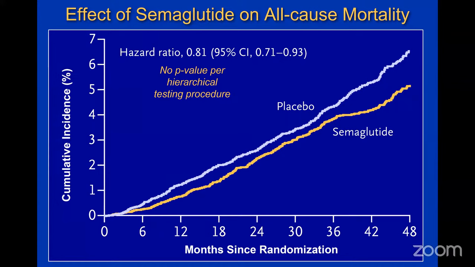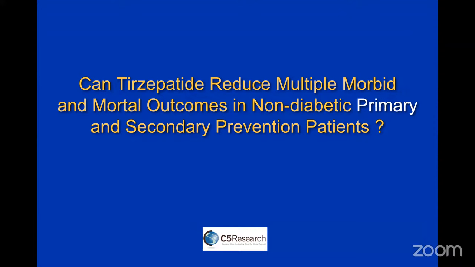And although they didn't handle this well in the trial design, because there's no p-value, because it wasn't appropriately linked in the hierarchical testing procedure, here is the all-cause mortality effect. Hazard ratio of 0.81 with an upper confidence interval of 0.93. So all-cause mortality was decreased in obese patients who didn't have diabetes with semaglutide. So really, really incredible. Well, what about tirzepatide? You've got a more powerful agent. So what can we do in these patients that are not diabetic?